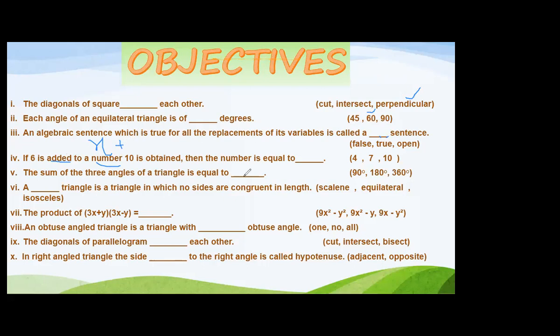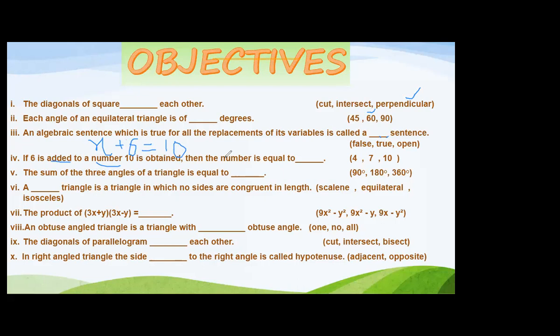No, no. Next, Ali. What kind of equation will be formed over here? If 6 is added to a number, 10 is obtained. X plus 6. Beta, unmute yourself. I'm taking the answer from you. X plus 6 is equal to 10. Excellent. Very good. X is equal to 10 minus 6. X is equal to 4.